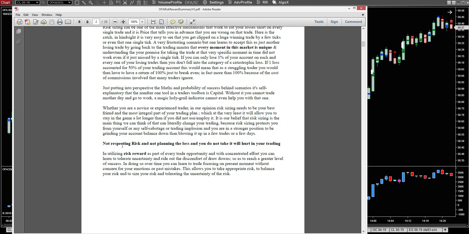One other piece I'd just like to close on with this section is utilizing risk reward as part of every trade opportunity. With concentrated effort, you can learn to tolerate uncertainty and ride out the discomfort of drawdowns so as to reach a greater level of success. In doing so, you can learn to trade focusing on the present moment without concern for your emotions or past mistakes. This allows you to take appropriate risk, to balance your risk, to size your risk and tolerate the uncertainty of the risk. So this is something we all are working towards in our psychology and our emotions, to remain present in the markets, to be okay taking losses.